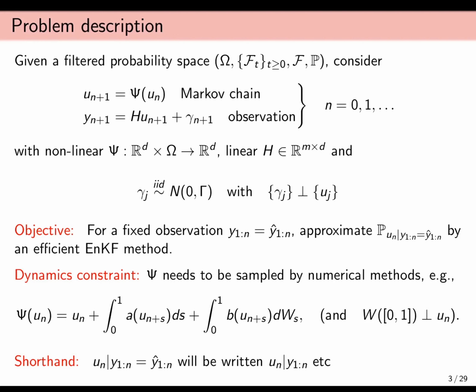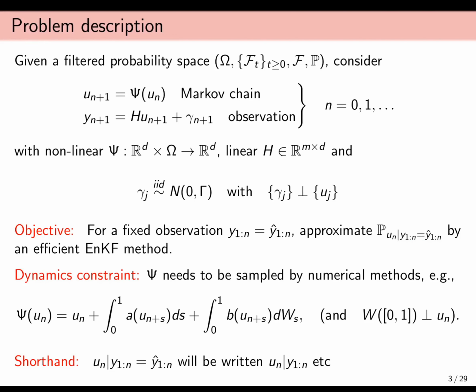All right, so our objective is, for a fixed sequence of observations y hat, so this is a sequence from 1 to time n, we want to approximate the filtering distribution. So the distribution of the underlying dynamics at time n, conditional on the observations up to that time.